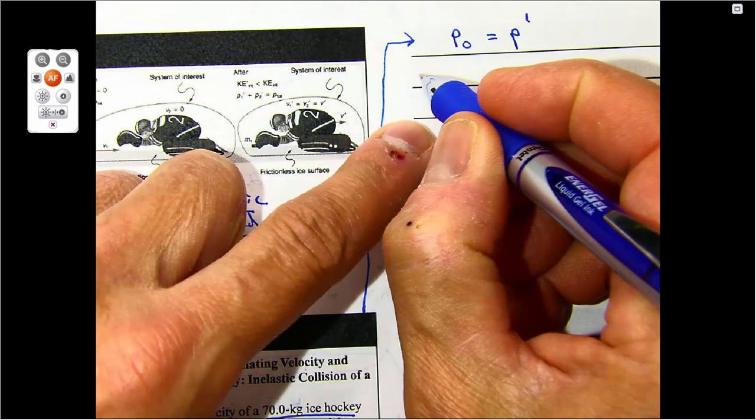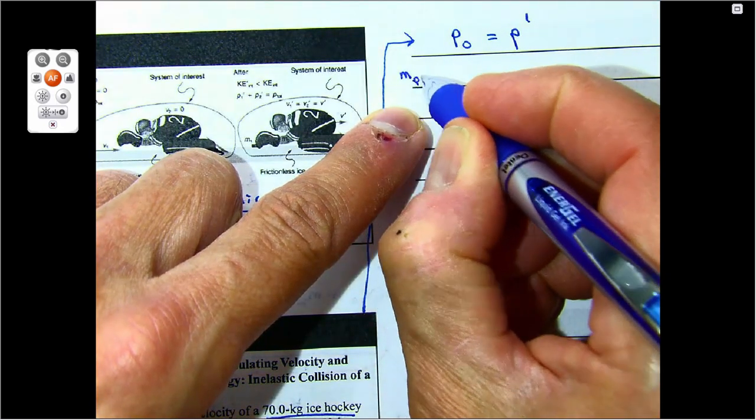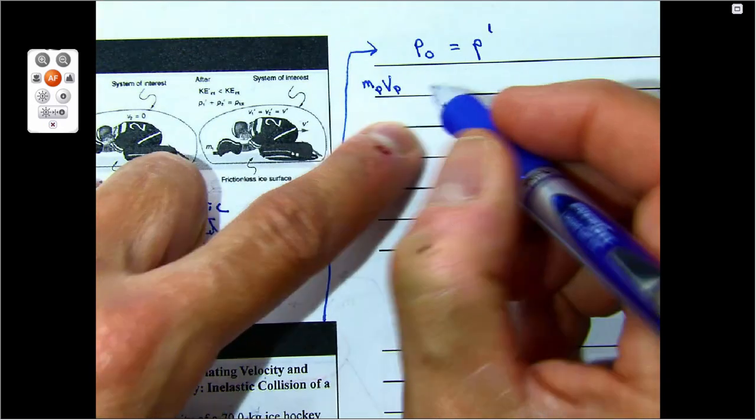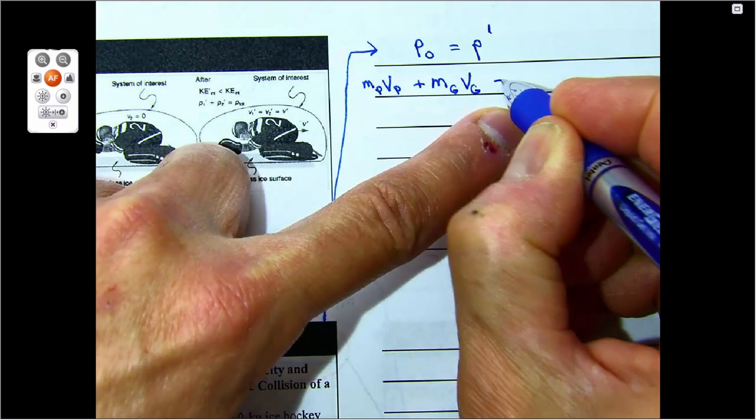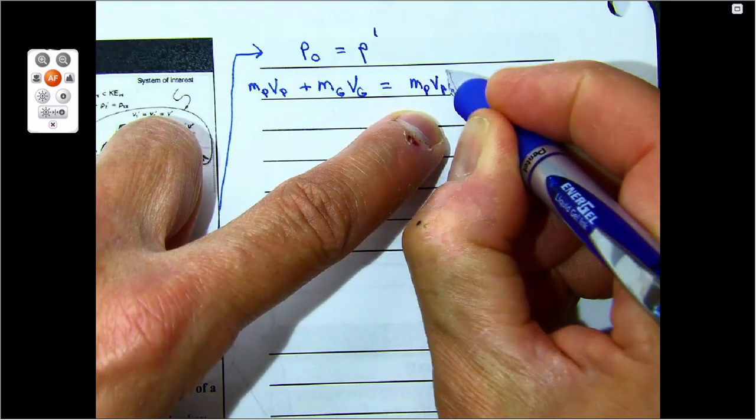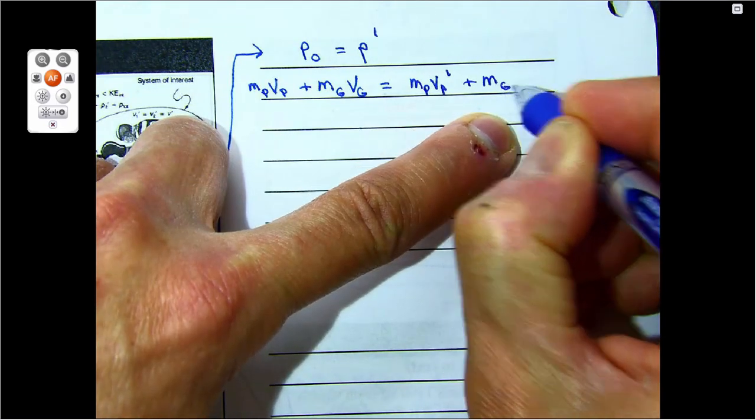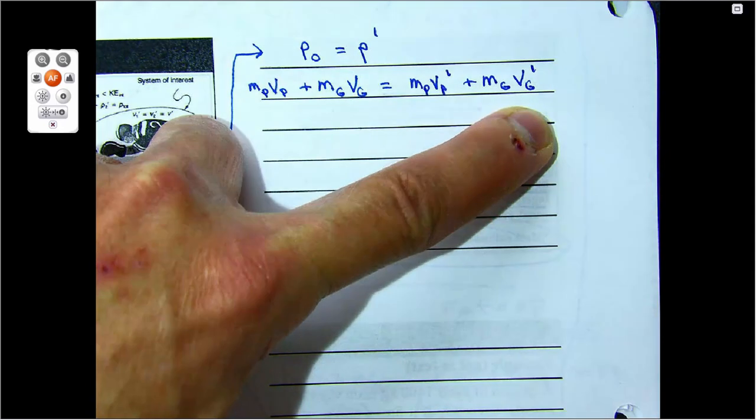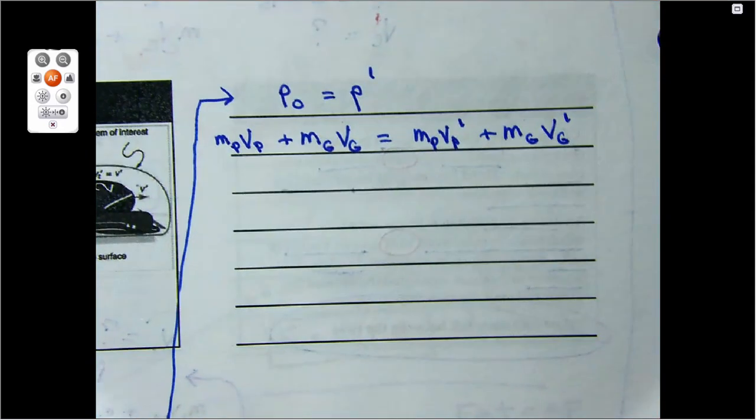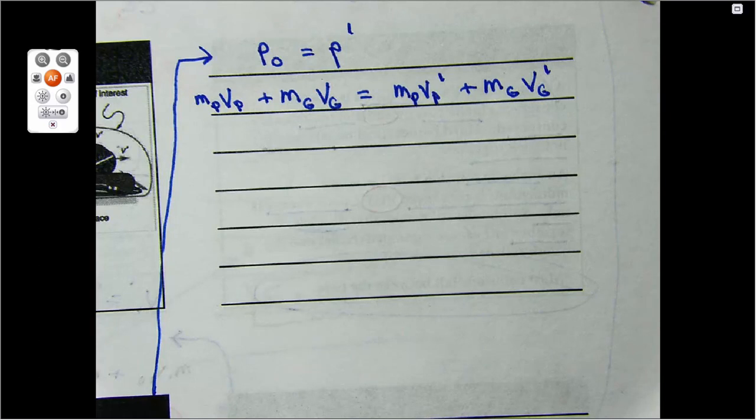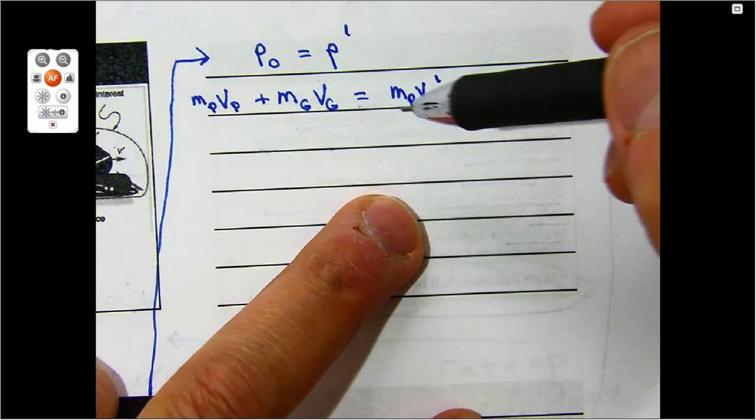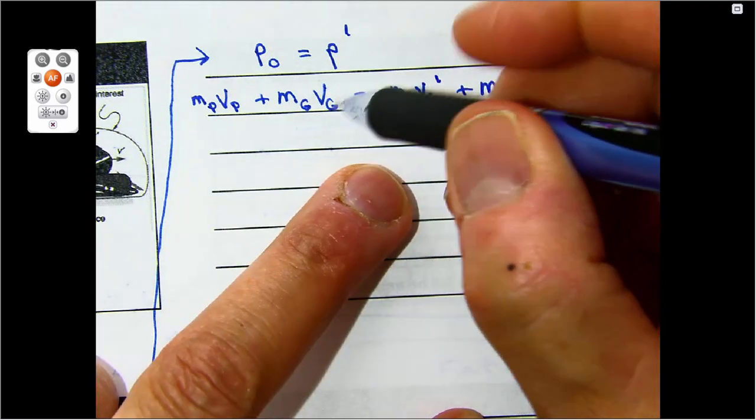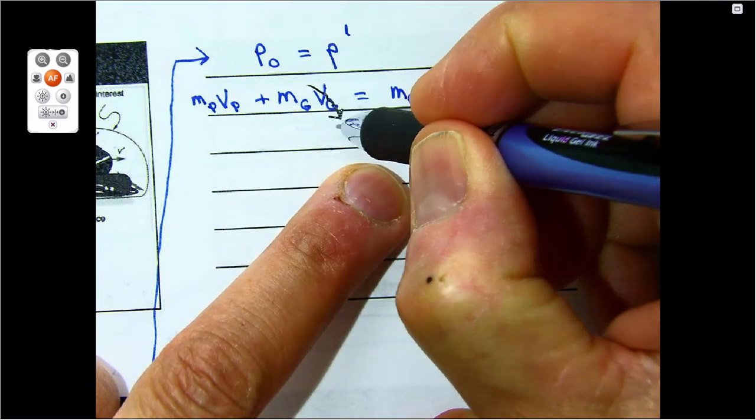So let's see what we got here. This would be the mass of the puck times velocity of the puck, plus the mass of the goalie times velocity of the goalie, equal to mass of the puck times velocity of the puck prime, plus mass of the goalie times velocity of the goalie prime, right? That's all just conservation of momentum. Now, this is going to shake out nicely. Well, the goalie's at rest, so we're going to put a 0 here, correct?